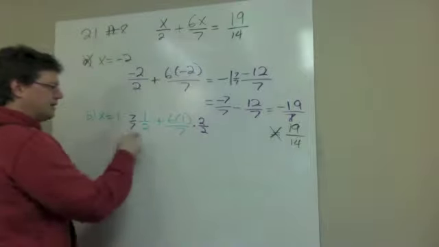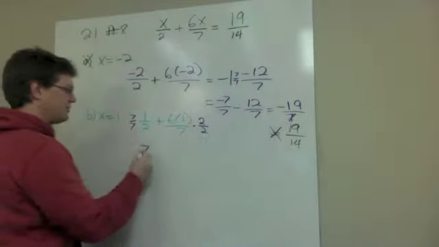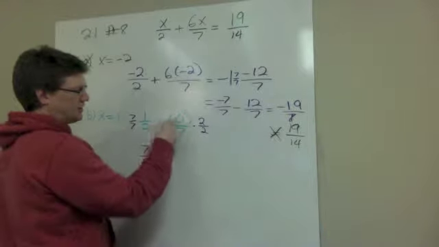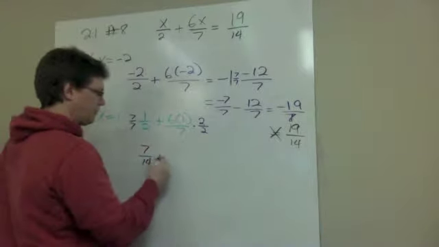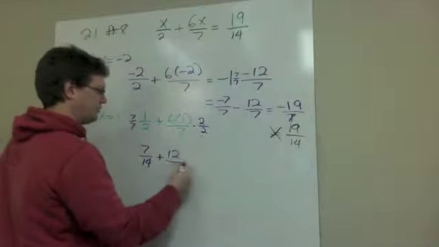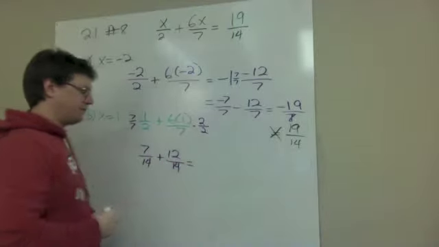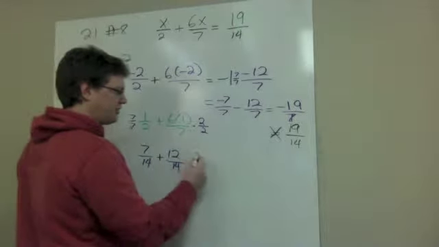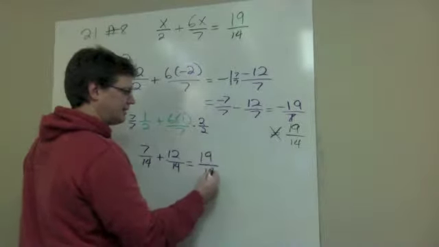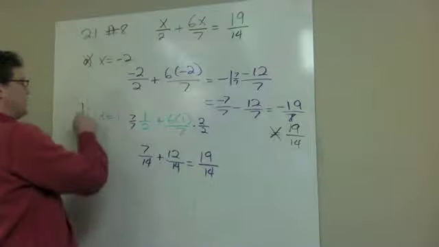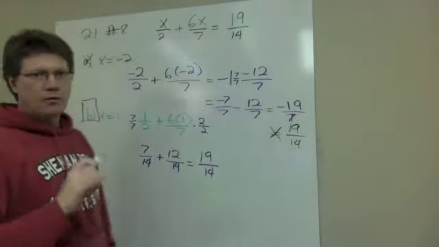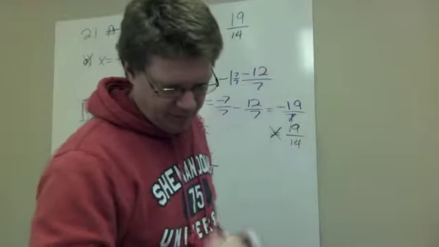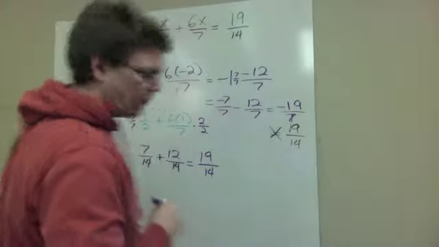Okay? All right, so 7 times 1 is 7. 7 times 2 is 14. 6 times 1 times 2 is 12. 7 times 2 is 14. 7 plus 12, since we have a common denominator, we can just add them up. 7 plus 12 is 19. So we get 19/14, and so yes, B will work. Okay. The next one, C, x is equal to 1/2.